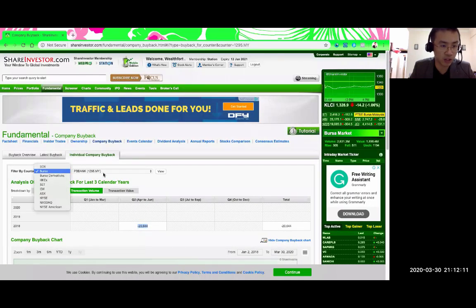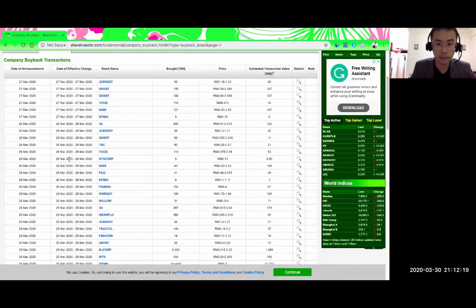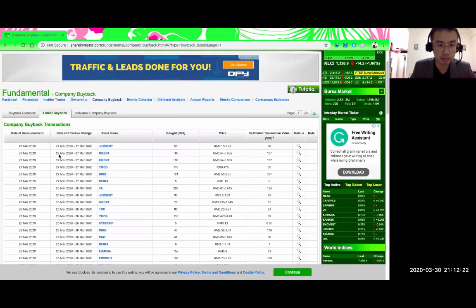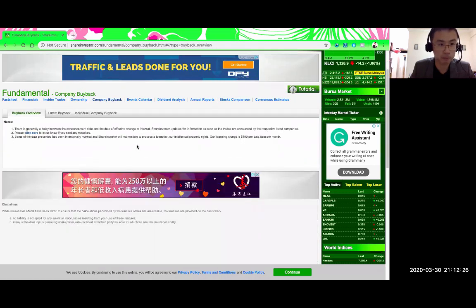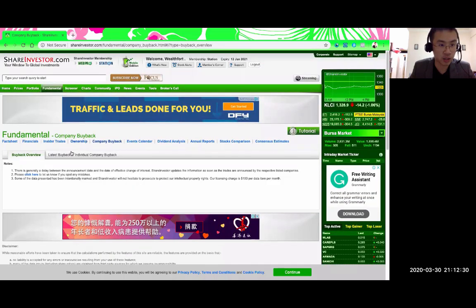Of course, you can find other stock exchanges. Now we are at Bursa. If you want to find Apple, you go to Nasdaq. So you can see where the latest buyback is. You can see the buyback overview. Okay, I think there's no information here.